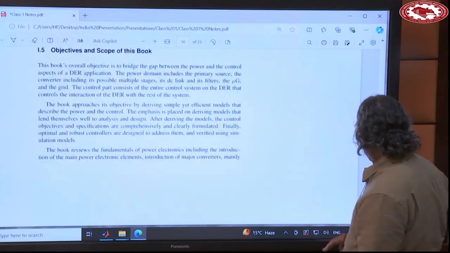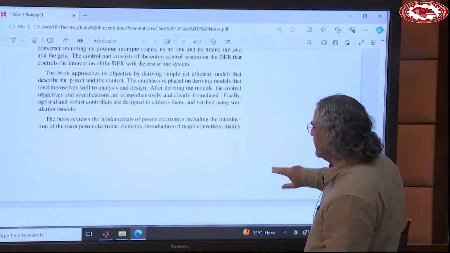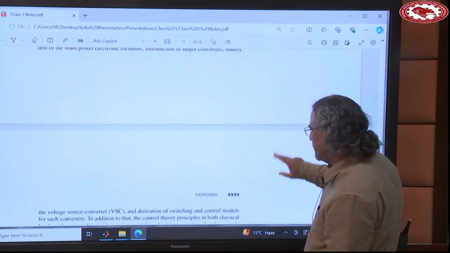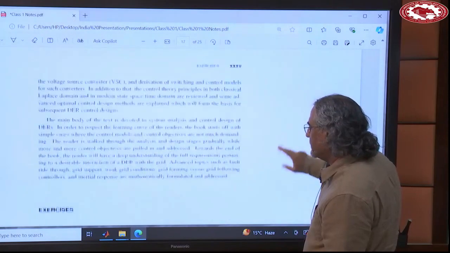Okay, so this is chapter 1. Let me start chapter 2. We will not be able to finish it in the first class, but we'll do it in the next class.